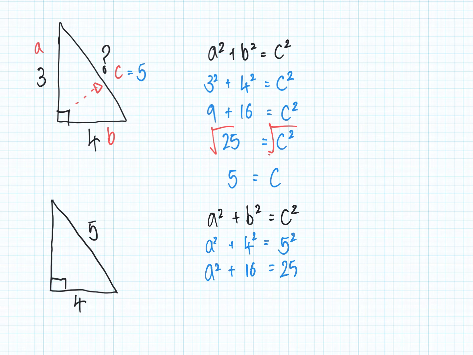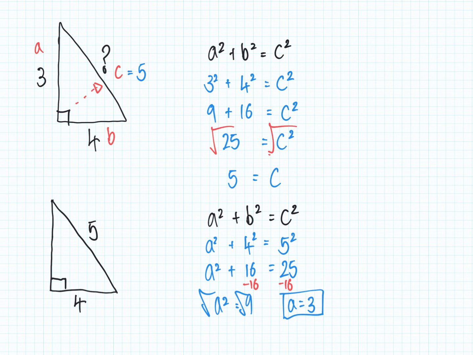And now we're just going to solve this like an equation. So I'm going to minus 16 from both sides, and that means now that A squared is equal to 9. I'm going to square root, so therefore A is equal to 3. And we can now see that we found our missing side. So we can work in both directions here.